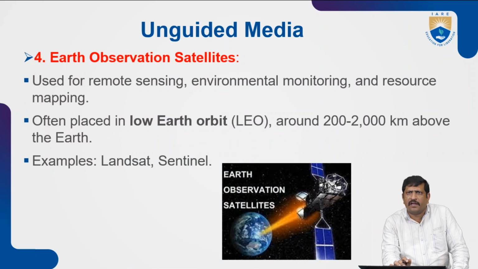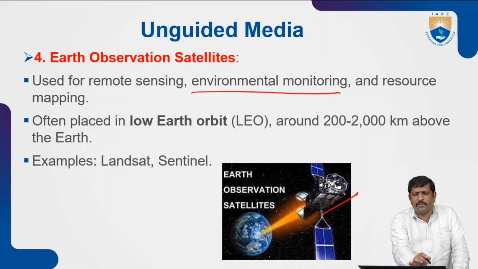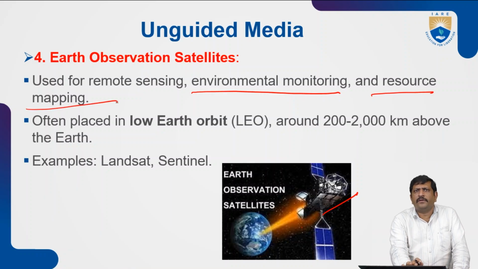Earth observation satellites. These are the Earth observation satellites, used for remote sensing and environmental monitoring around the Earth. With the help of these Earth observation satellites, we can monitor the Earth and map its resources. Different resources can be mapped.